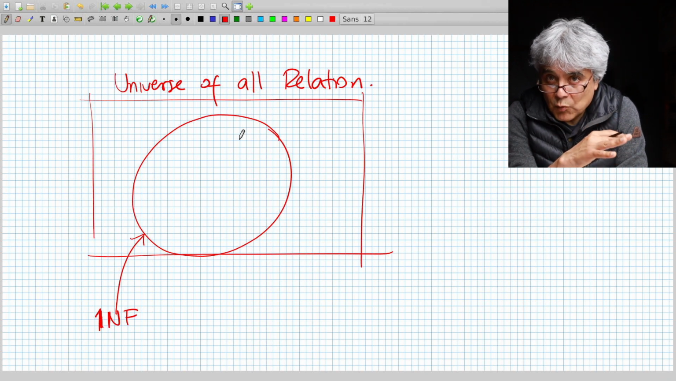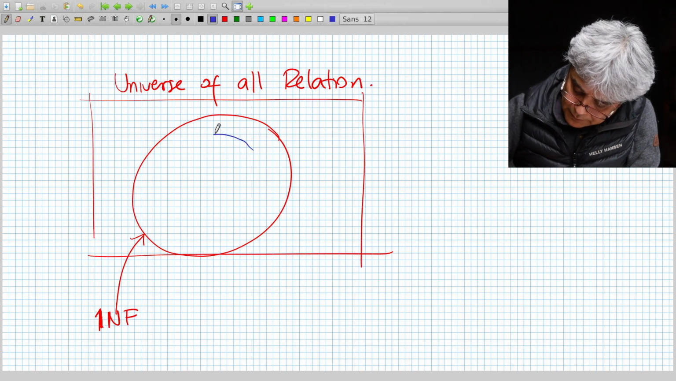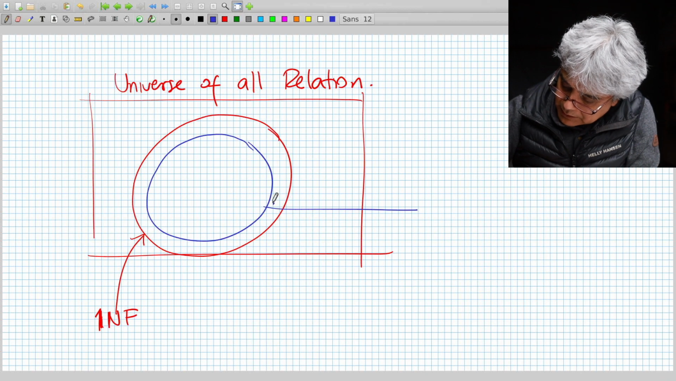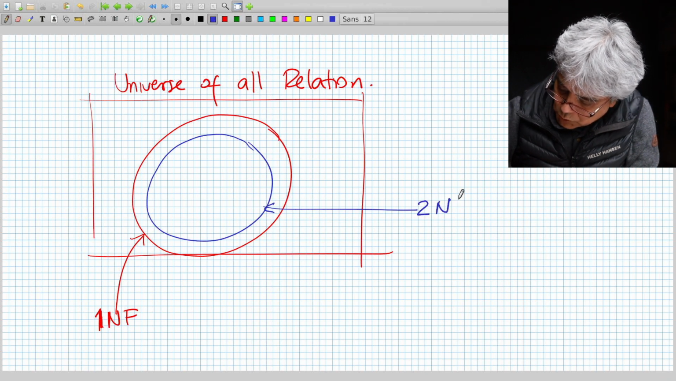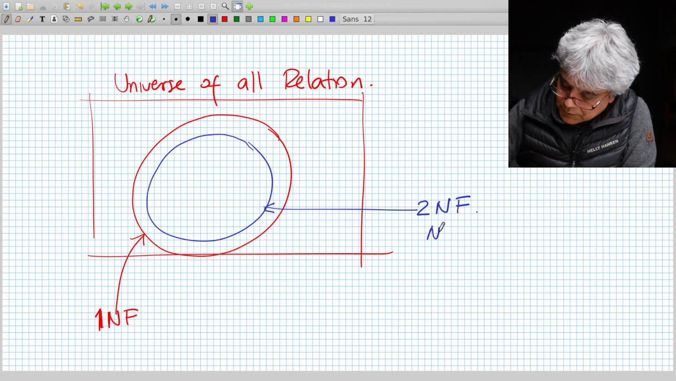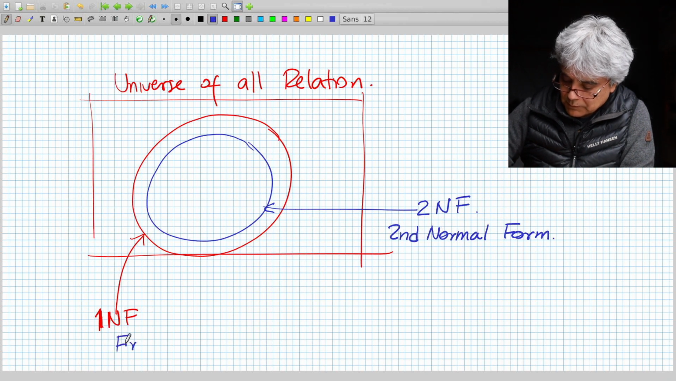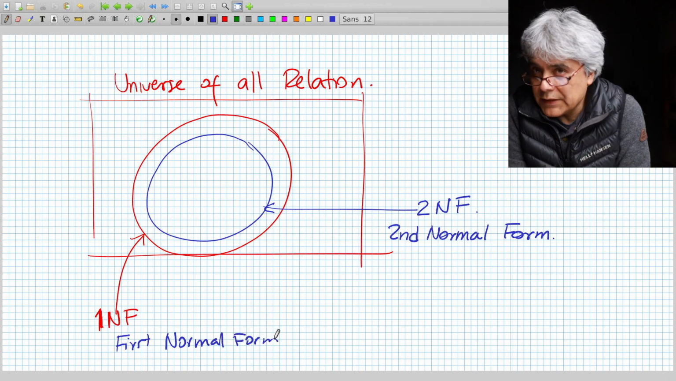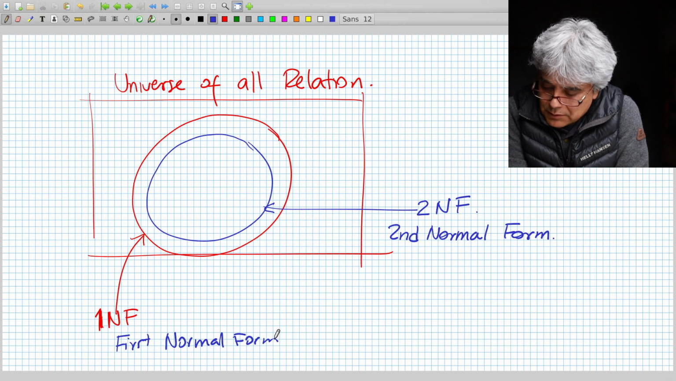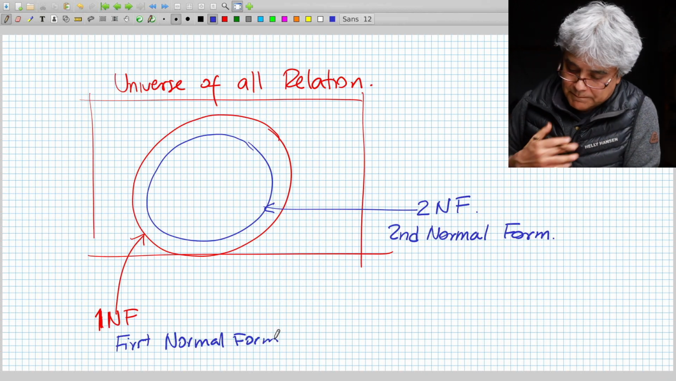However, some of these have more problems than others, so we need to subdivide this set. Inside here, there's another subset, and as you can imagine, that is called 2NF. What does the NF stand for? Normal form. So second normal form, first normal form. This set is not very interesting to us, 2NF. So 2NF, we basically ignore it. We don't care for it. We don't define it, and it's not very useful for our purposes.